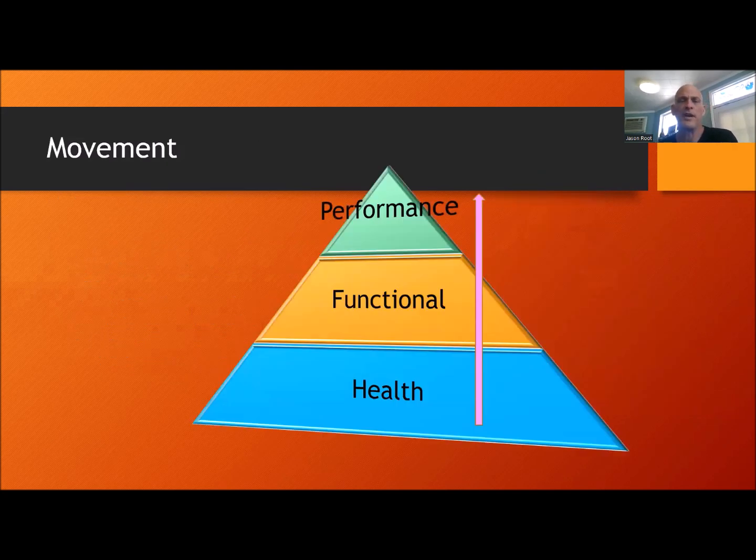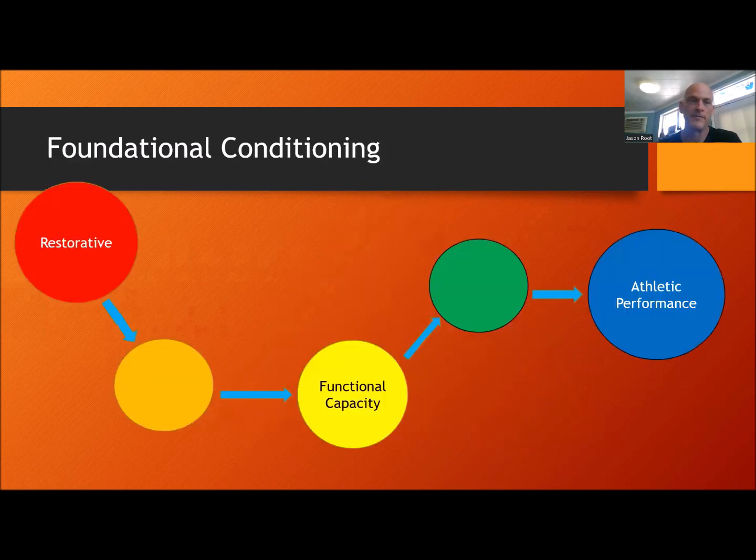When you're moving throughout this paradigm, you would start off on the bottom level, which is just training for health. What do we have to do to get healthy? Then you'd go to what we call functional capacity, which is training for activities of daily living. And then you have performance, which is training for athletic performance.